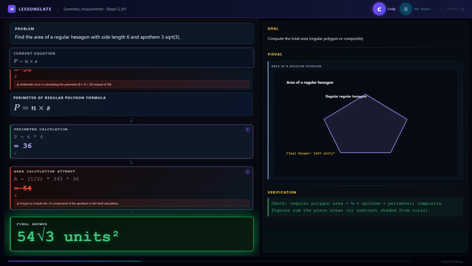Thanks so much, Miss Rivera. That makes a lot more sense now. I always forget about carrying that square root all the way to the end. I really appreciate your help with this one.